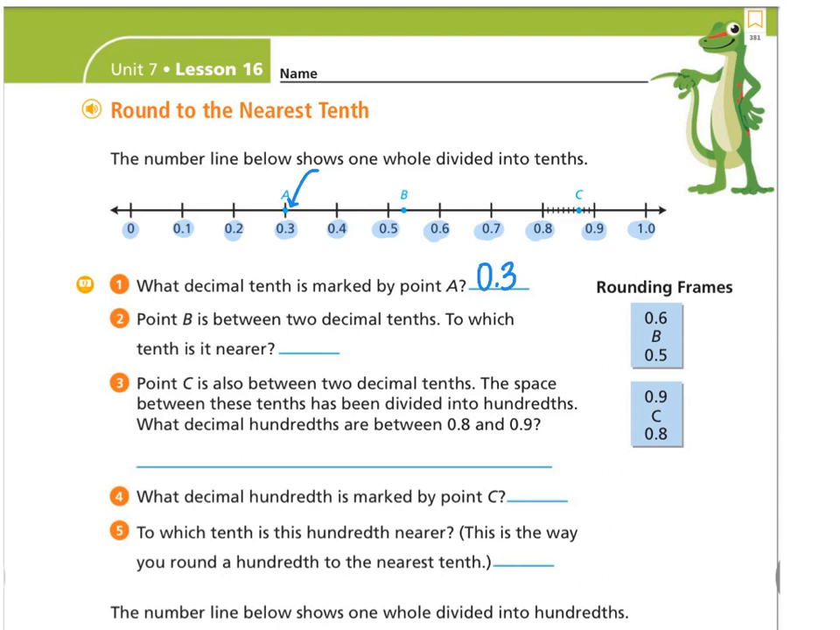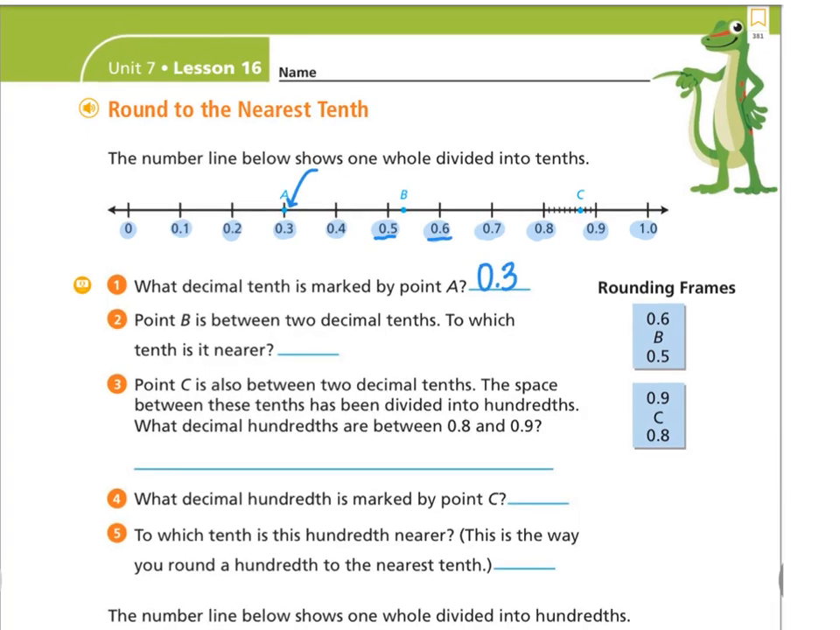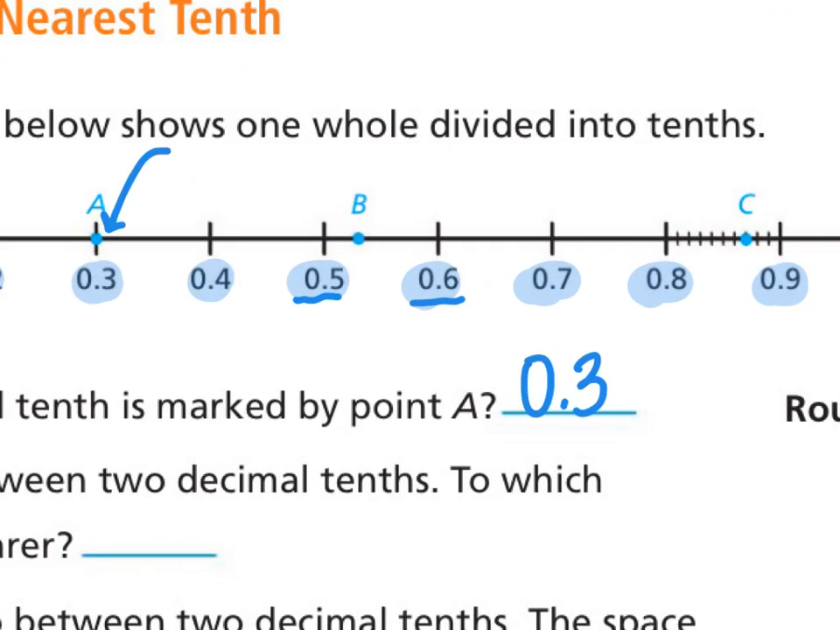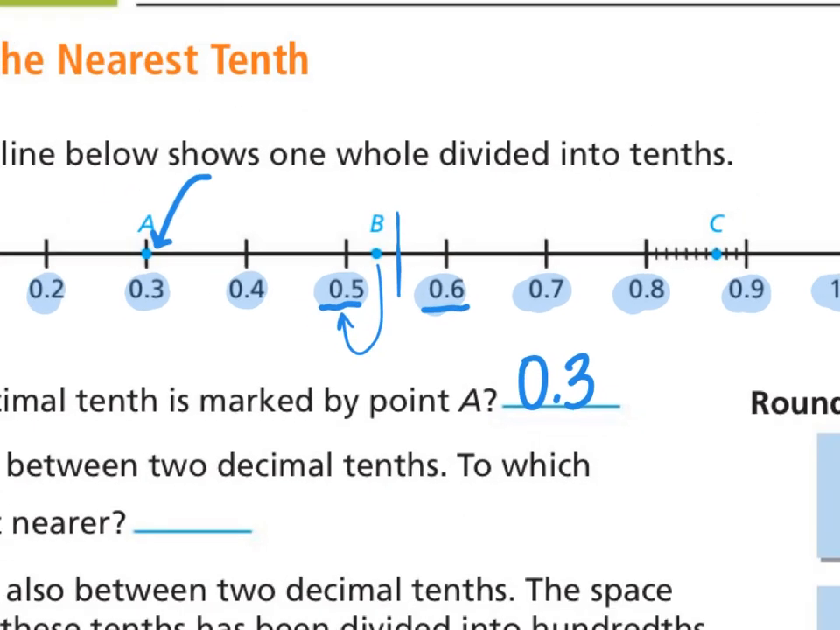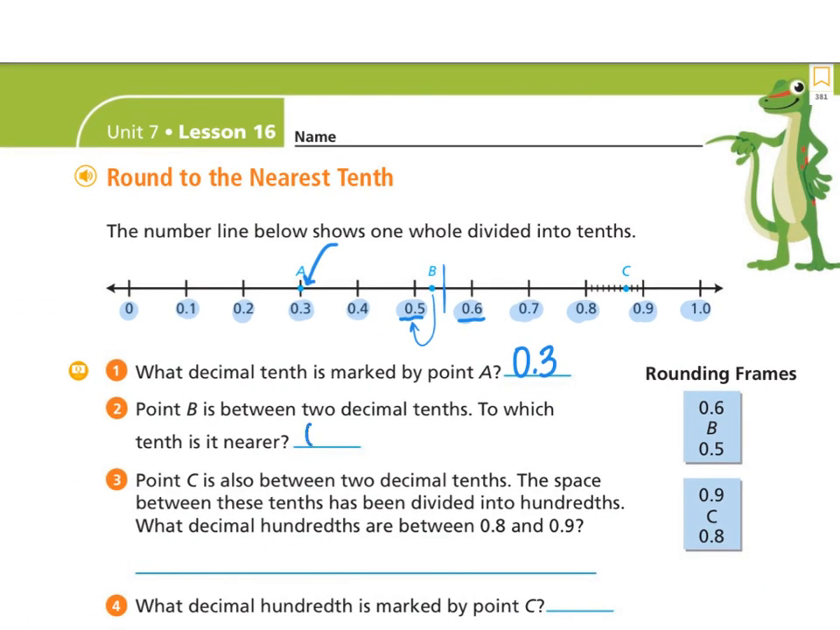Point B is between 2 decimal tenths. To which tenth is it nearer? If I'm looking at 5/10 and 6/10 and I zoom in to B, if I were to make an imaginary line that would be halfway in between, it seems to me that B is closer to 5/10. So 0 and 5/10.